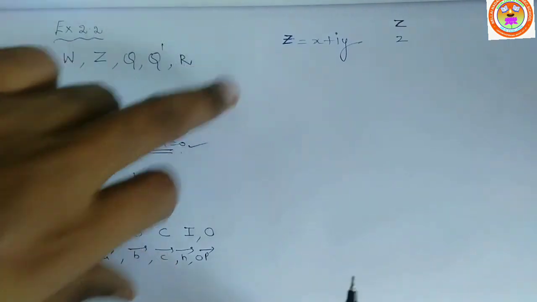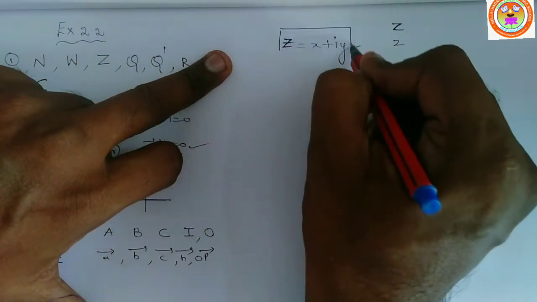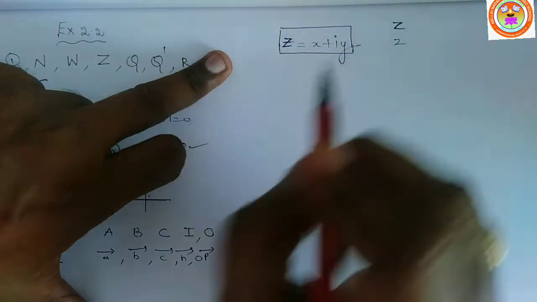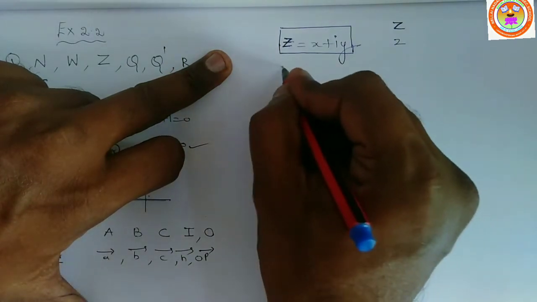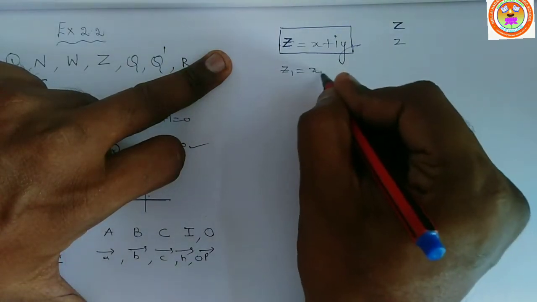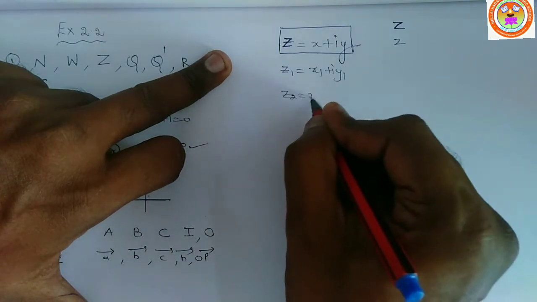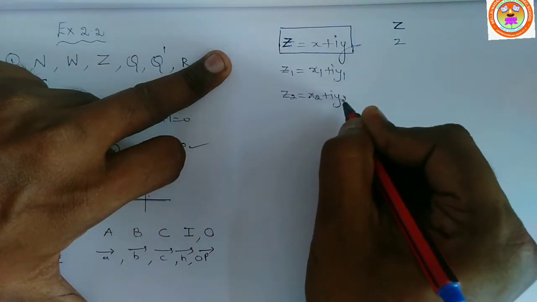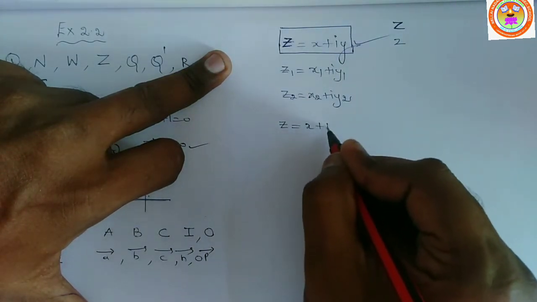Suppose z is equal to x plus iy. So this is the complex number. A complex number can be represented in this way. For example, we can represent z1 is equal to x1 plus iy1, and z2 is equal to x2 plus iy2. So first, formally, we take z is equal to x plus iy.